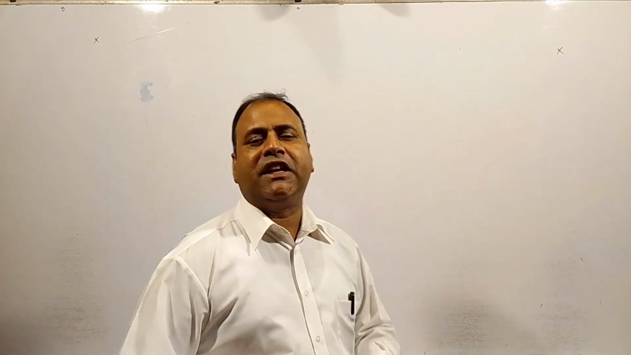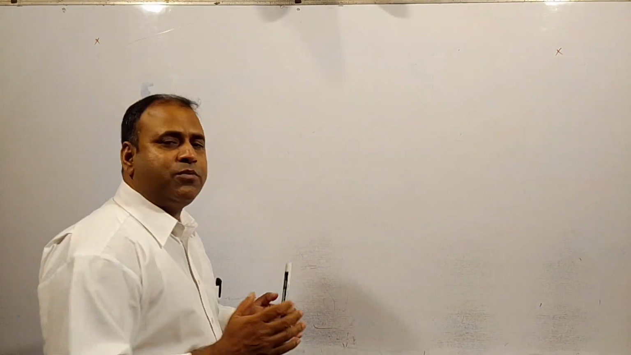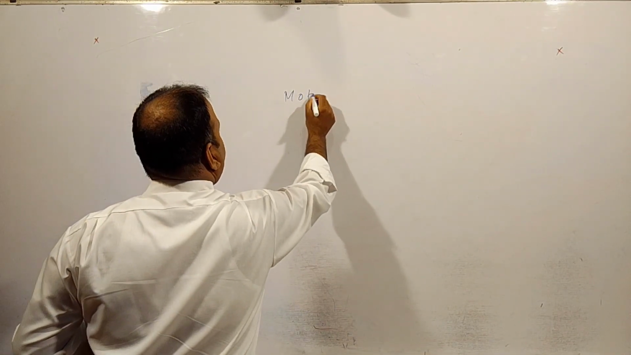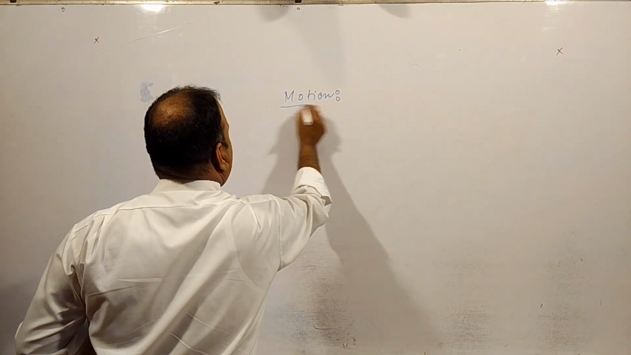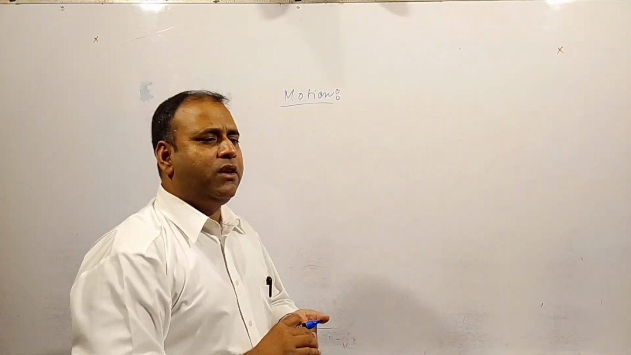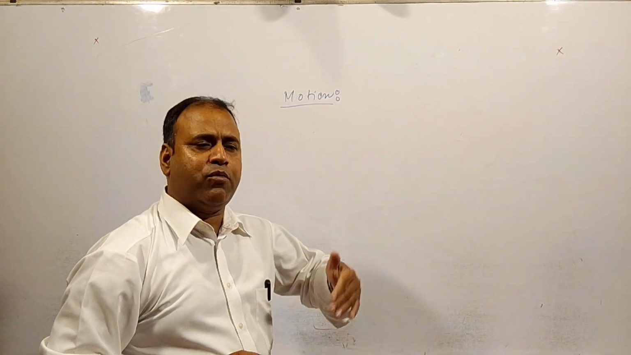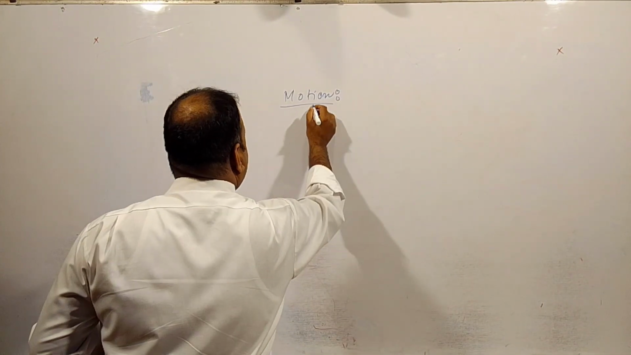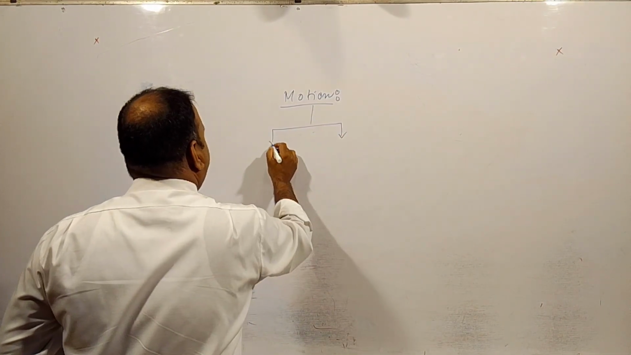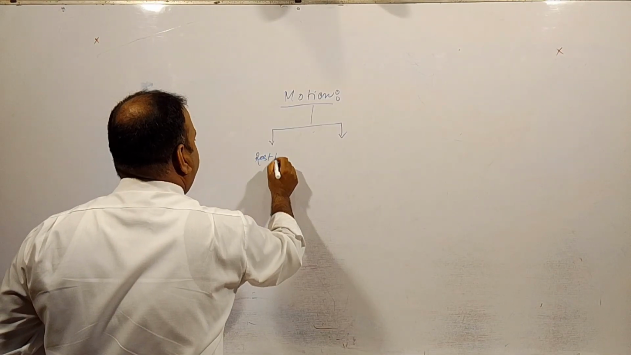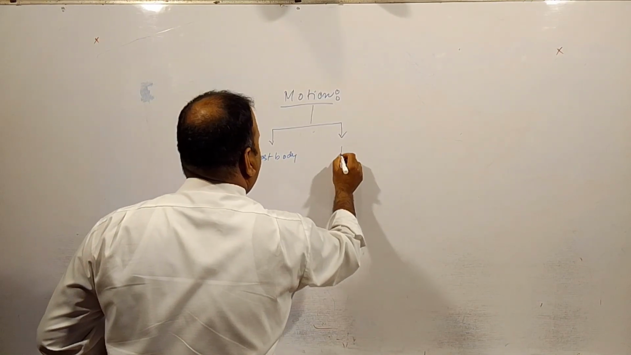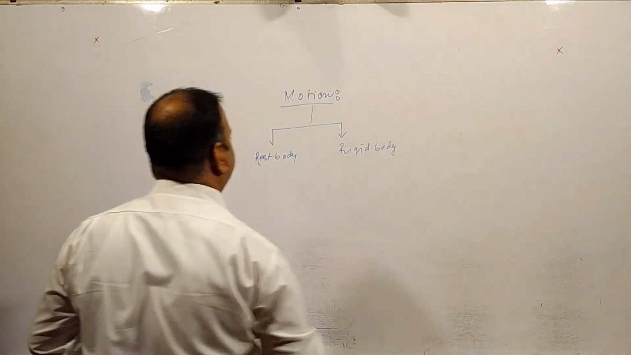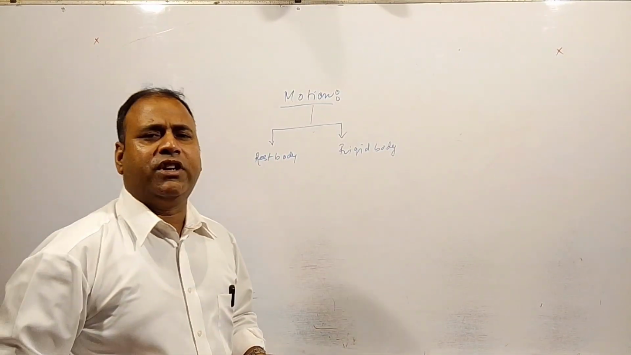In this chapter, you will learn the difference between a rest body and a rigid body. First, the name of the chapter is motion. So what is the meaning of motion? Motion means when one object or particle is moving from one place to another place, then we can say there is a motion. If you just remember, there are two terms: one is rest body, and another is rigid body. So what is the meaning of rest body and rigid body?